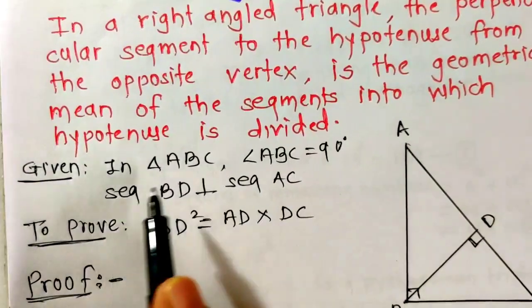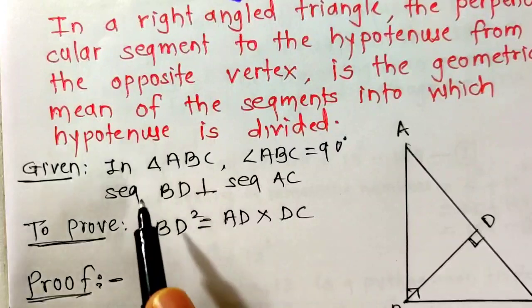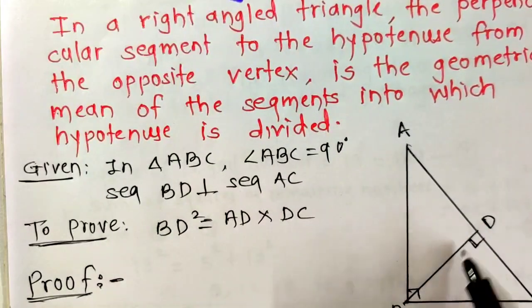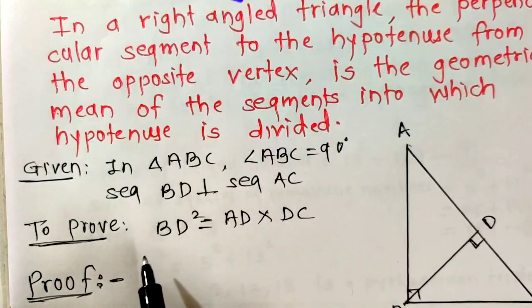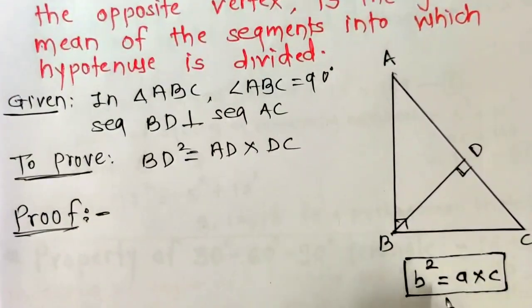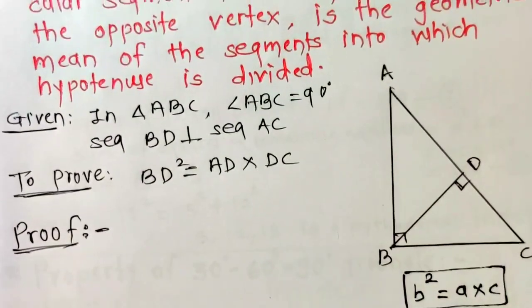What is given? In triangle ABC, angle B is 90 degrees, segment BD is drawn perpendicular from the vertex of the right angle to the hypotenuse. Then what we have to prove? That BD is the geometric mean of AD and DC. That is called the theorem of geometric mean. Means BD square is equal to AD into DC. That we have to prove.